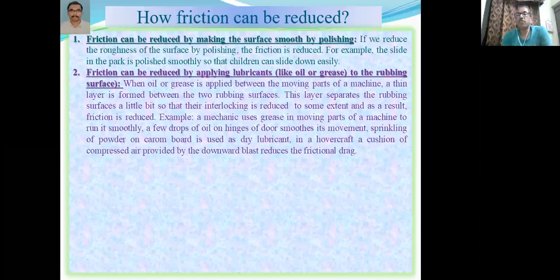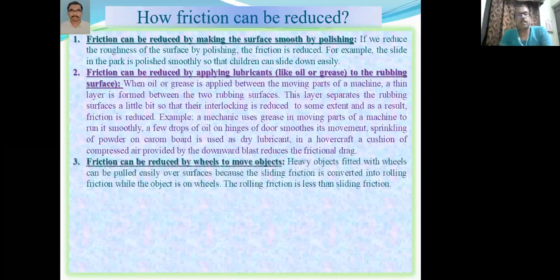While playing carom board, you sprinkle boric powder on the carom board so that the coins and the striker can move very easily. A hovercraft is a transportation vehicle which has a cushion of compressed air provided by the downward blast, which reduces the frictional drag, and it can move both on the surface of ground and also on water.